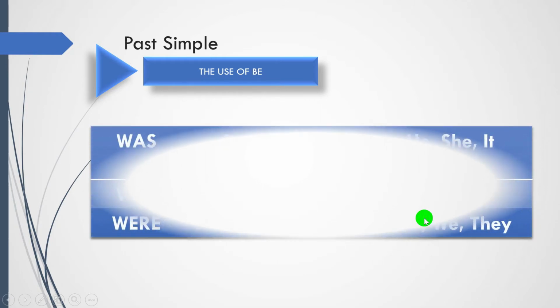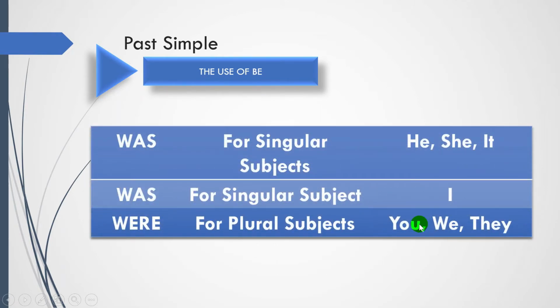Now, as well as present simple, for past simple we also have the use of be. But don't worry, for past simple the be has only two forms, was and were. Was is used mainly for singular subjects like he, she, and it, and for I also. Meanwhile, were is for the plural subjects like you, we, and they.